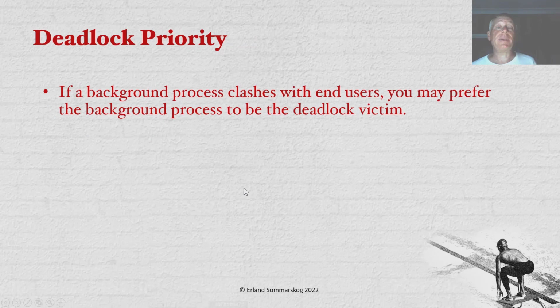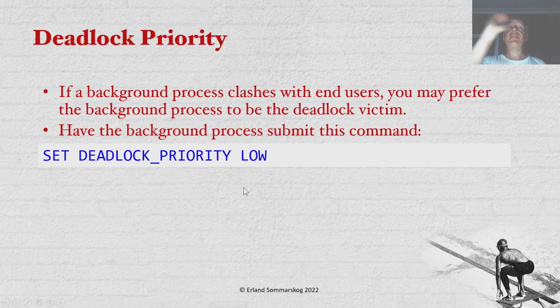Let's say you have a common deadlock with a background process and end users. End users will typically be the deadlock victim because they have fewer log records. However, you think that it would be a lot better if the background process is the deadlock victim because, hey, it can come back later and try again. There's some automatic retry going on there. So the background process would set deadlock priority low, which means, hey, if there is a deadlock, I volunteer to be the victim.